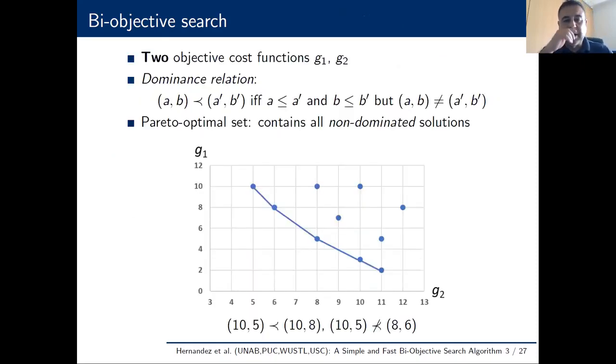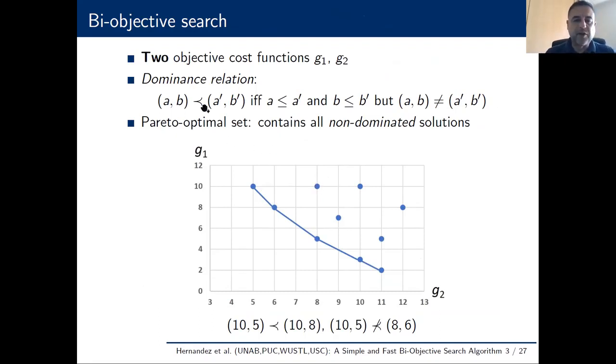In biobjective search, we have two objective functions, G1 and G2. For instance, in this plot, these two functions, G1 and G2, represent two costs of a solution. Here in the plot, we have several solutions. The points are several solutions. For instance, here we have a solution that has a value of 10, 8.